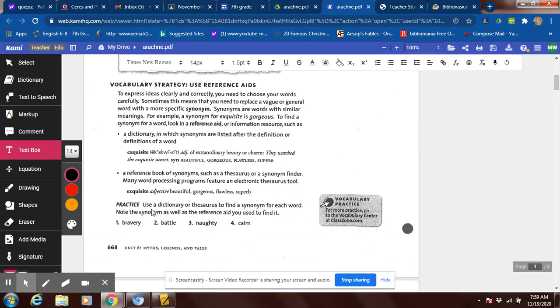So for practice, I want you to do this. Use a dictionary or a thesaurus to find a synonym for each word. You can either go to dictionary.com. There are thesaurus programs online. I'm not sure what they're called, but just Google them.